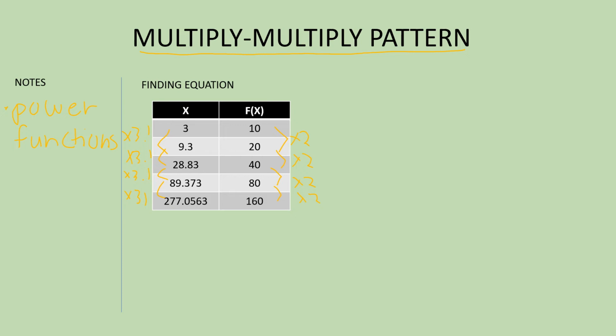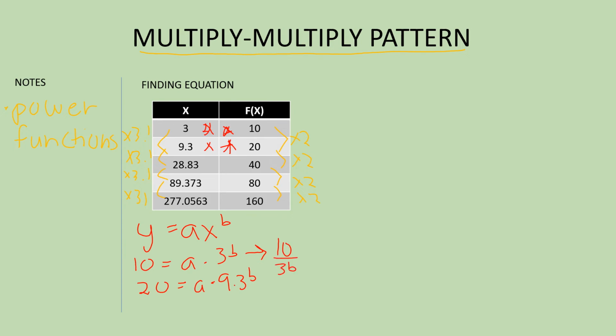Next, we are going to take our equation y equals ax to the b, which is, of course, the power function, and we are going to plug in two of these ordered pairs. And I'm going to pick the first two, but really any two would work. So here we have 10 equals a times 3 to the b, and we also have 20 equals a times 9.3 to the b. We're going to solve either one of these for a, it doesn't matter. I will solve the first one, which is going to give us 10 over 3 to the b. Of course, I'm going to substitute that in for the bottom equation.